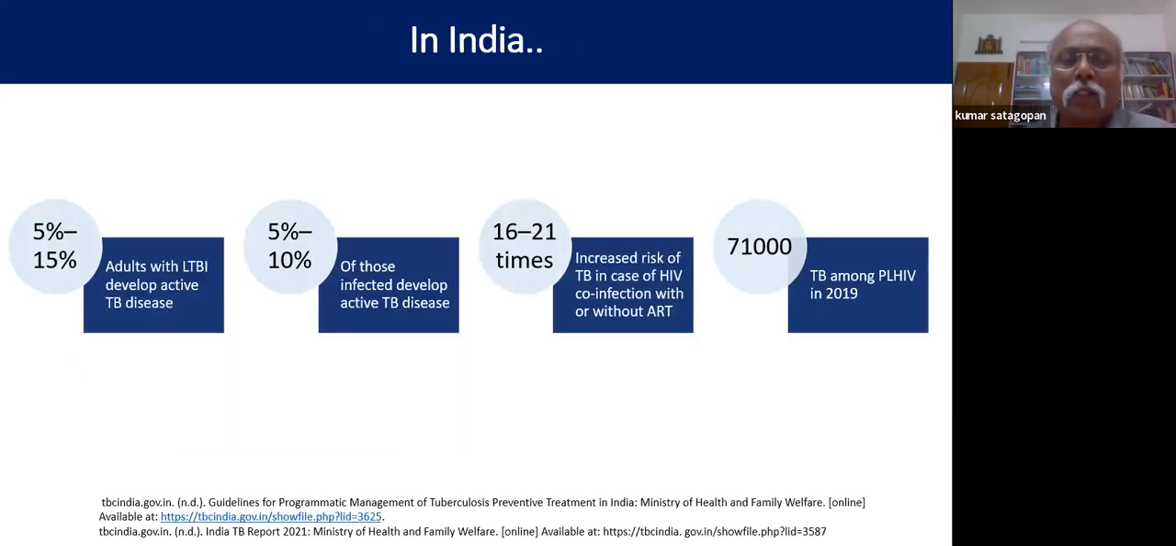So what is the risk of HIV and TB? For adults with latent TB, we all know now we have the Mantoux and IGRA test. Those who are exposed to the bacilli and develop active TB disease in a normal population is 5 to 50%. Of these, 5 to 10% infected develop active TB disease. So in adults, totally 15% are having latent TB, of which 5 to 10% develop active TB. There is more than 20 times risk of TB in case of HIV co-infection, with or without ART. There were 71,000 TB patients among PLHIV in India in 2019. Such a big number of patients.